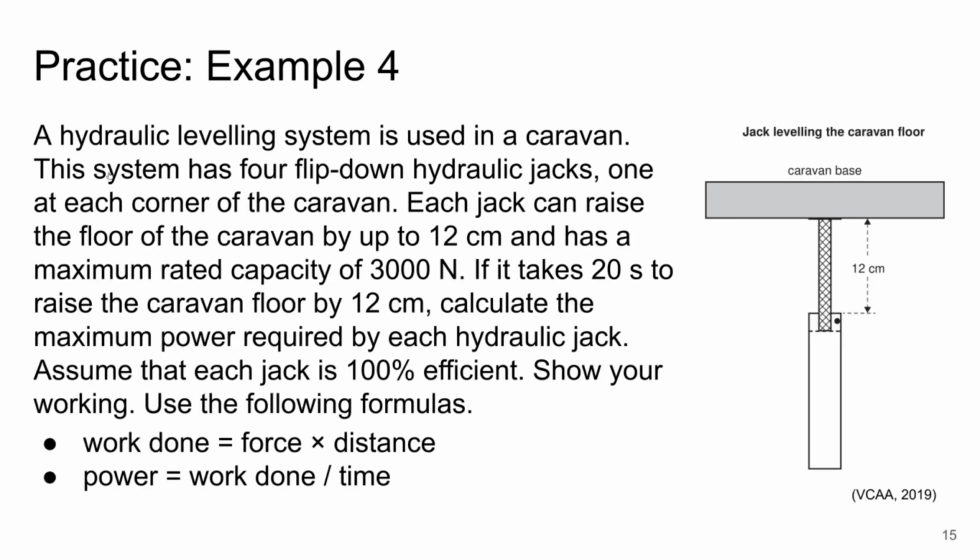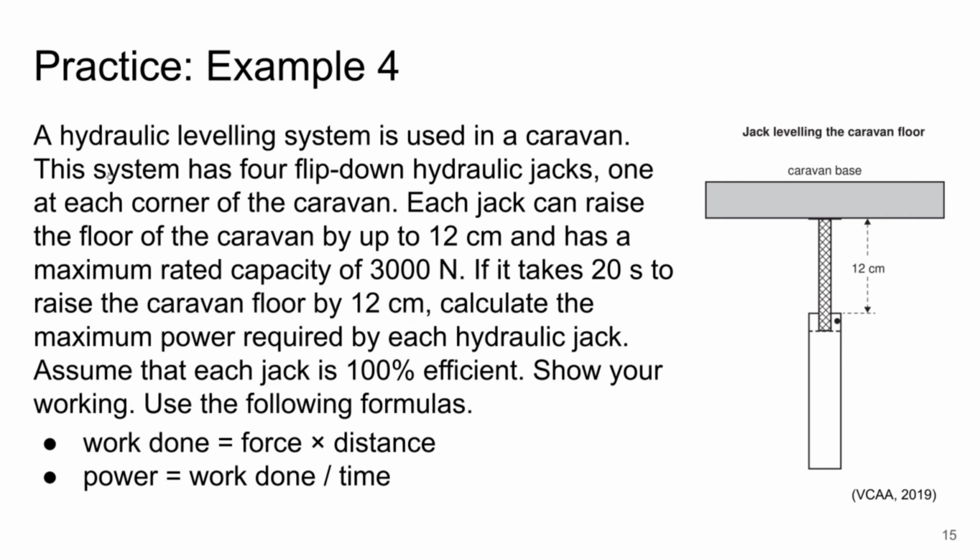In the final example, we have a hydraulic leveling system used in a caravan. This system has 4 flip-down hydraulic jacks, one at each corner of the caravan. Each jack can raise the floor of the caravan by up to 12 centimeters. Has a maximum rated capacity of 3,000 newtons. If it takes 20 seconds to raise the caravan floor by 12 centimeters, calculate the maximum power required by each hydraulic jack. And we assume that each jack is 100%.